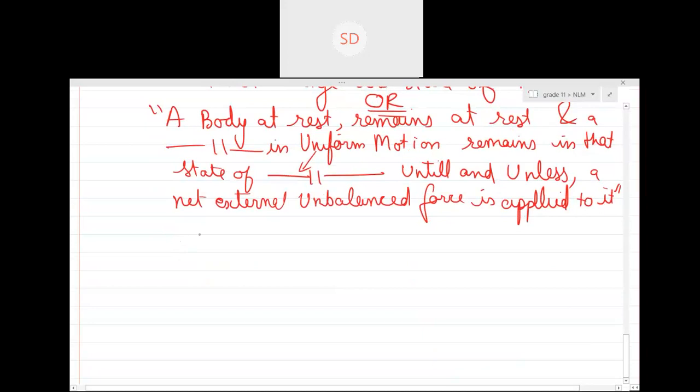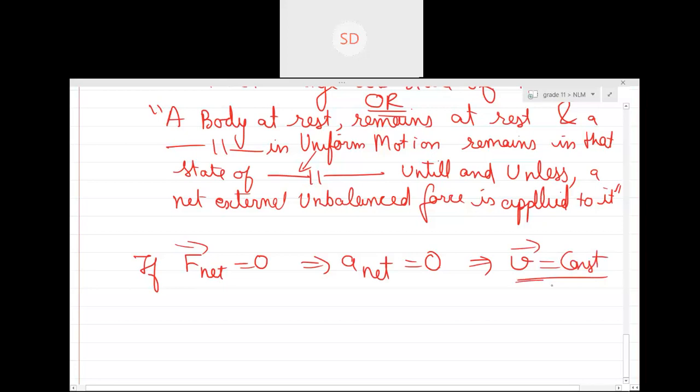See, guys, if net force is 0, that implies net acceleration is 0, which implies velocity is remaining constant. Are you getting my point? So can you see it's so simply mathematically proved. When net force is 0, velocity is constant. If there is no net force, then velocity is constant. Is it clear? Easy, right?